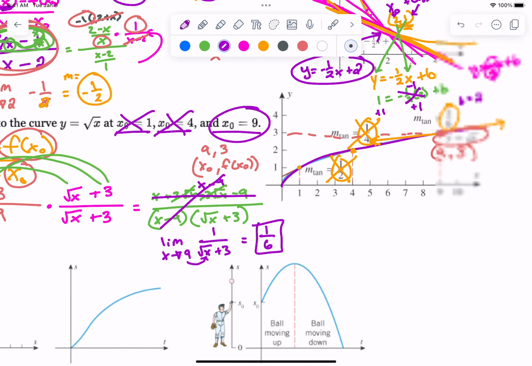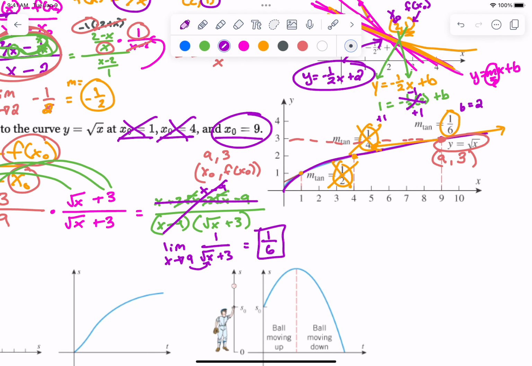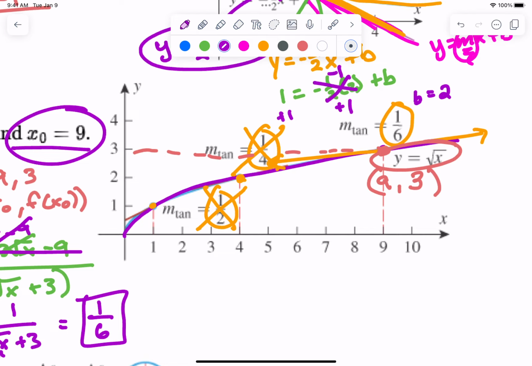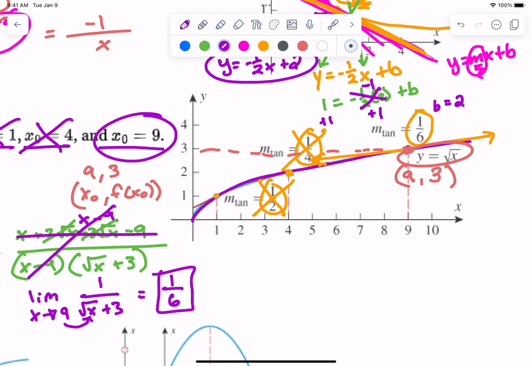Got it? Okay, now here's what I want to do. Before we move on to the next one, are you ready? Shh. There's a lot going on. I'm gonna kick you out if you don't be quiet.